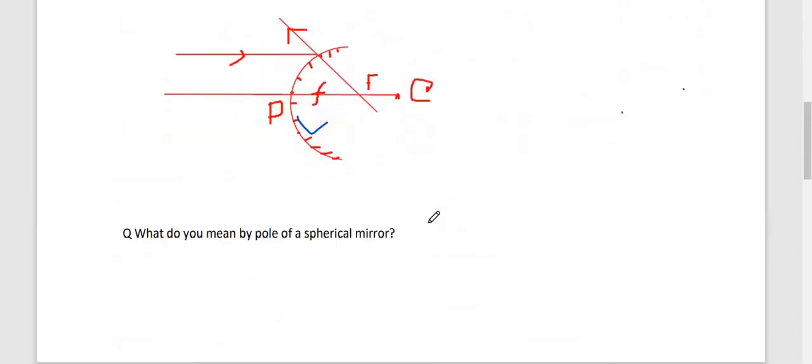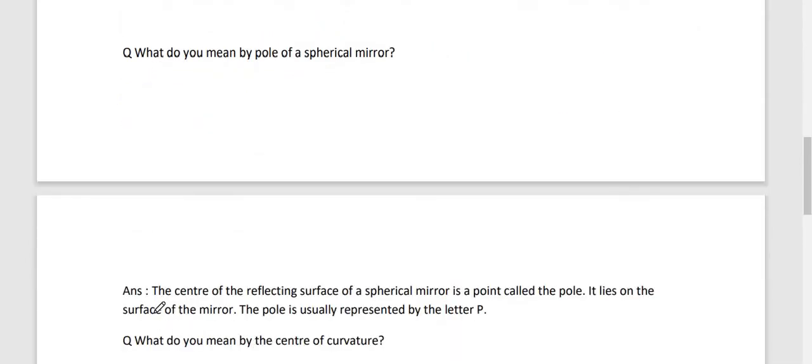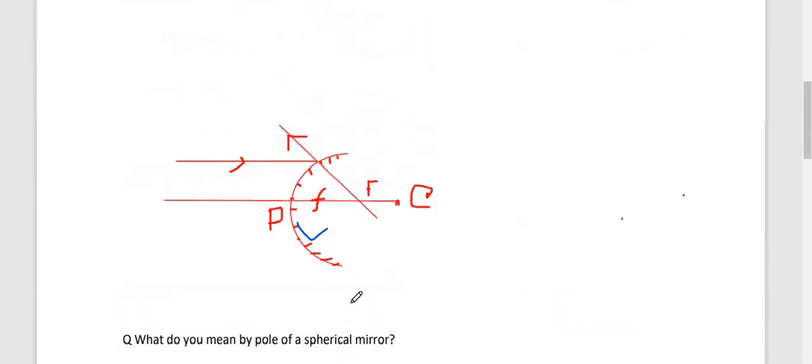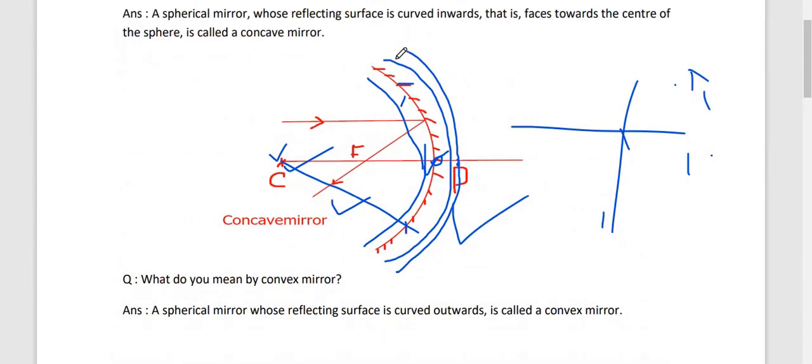Let us see the definition. What is the pole? The center of the reflecting surface. So this is the reflecting surface from here up to here, and this center point is called the pole. Don't be confused with this center. This is called the center of the sphere, and the pole is the center of the reflecting surface.